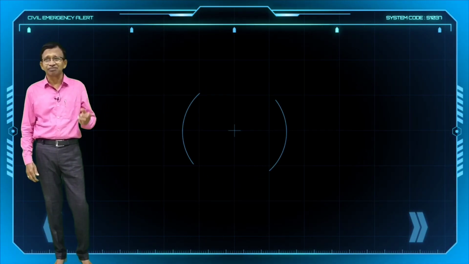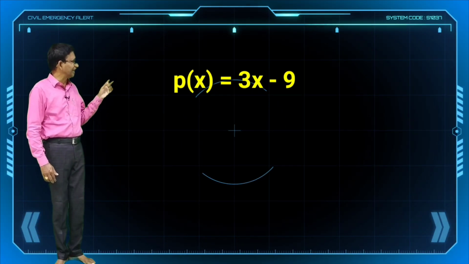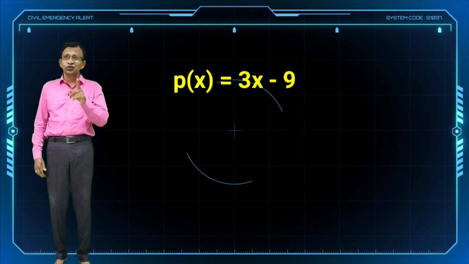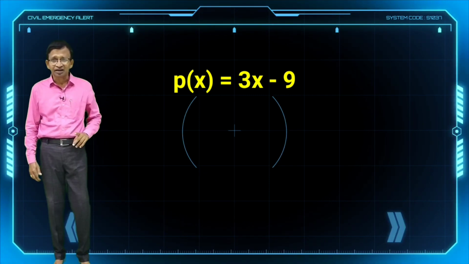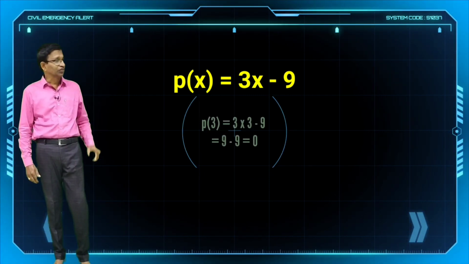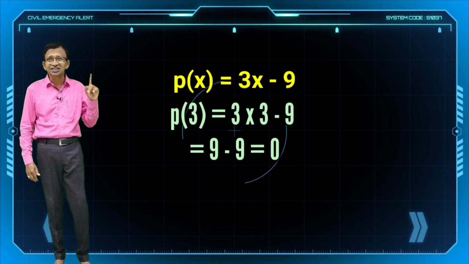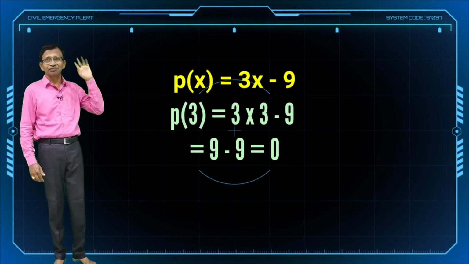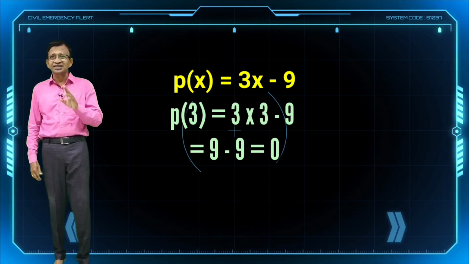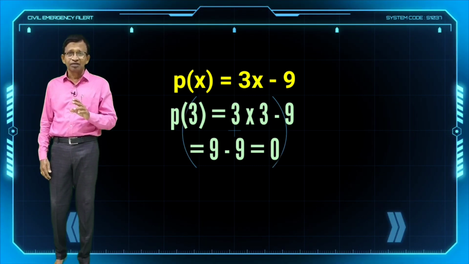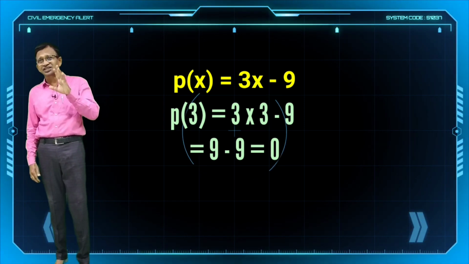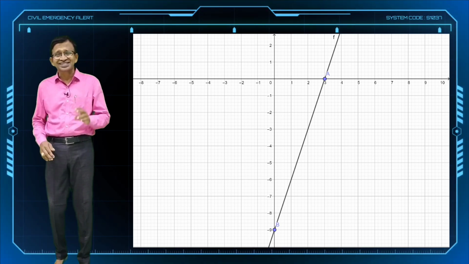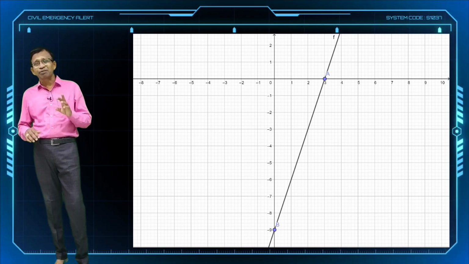Take an example. p of x is equal to 3x minus 9 is a polynomial. If you substitute 3 for x, you will get p of 3 is equal to 3 into 3 minus 9 is equal to 9 minus 9 is equal to 0. So here 3 is the zero of the polynomial 3x minus 9. The degree of the polynomial is 1. Hence it is a linear polynomial.